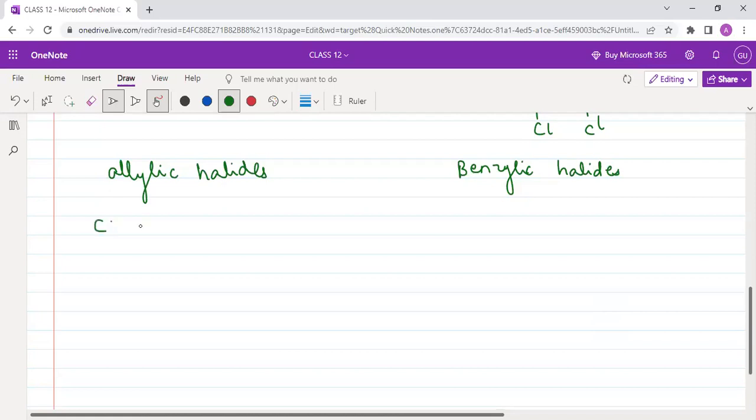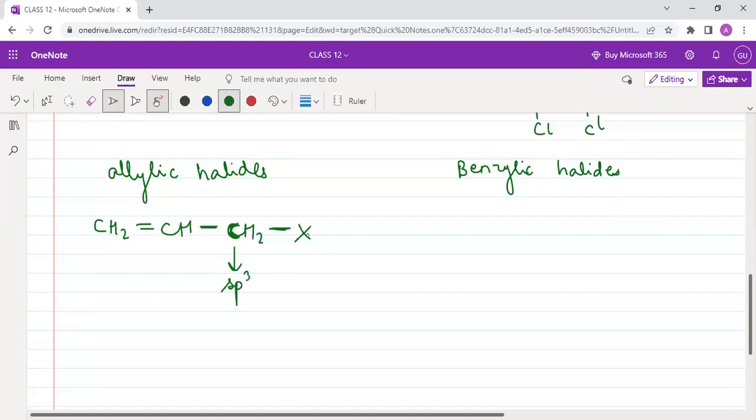See, there are doubly bonded carbon atoms, right? CH2 double bond CH. And the carbon next to this double bond has the halogen attached to it. Now you can observe that this carbon atom is making 4 bonds, one with carbon, one with halogen, and two with hydrogen. So this carbon is sp3 hybridized.